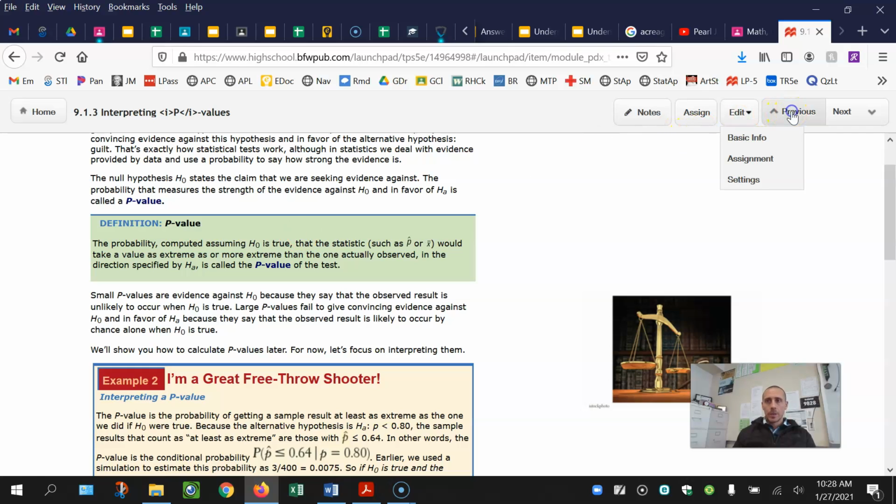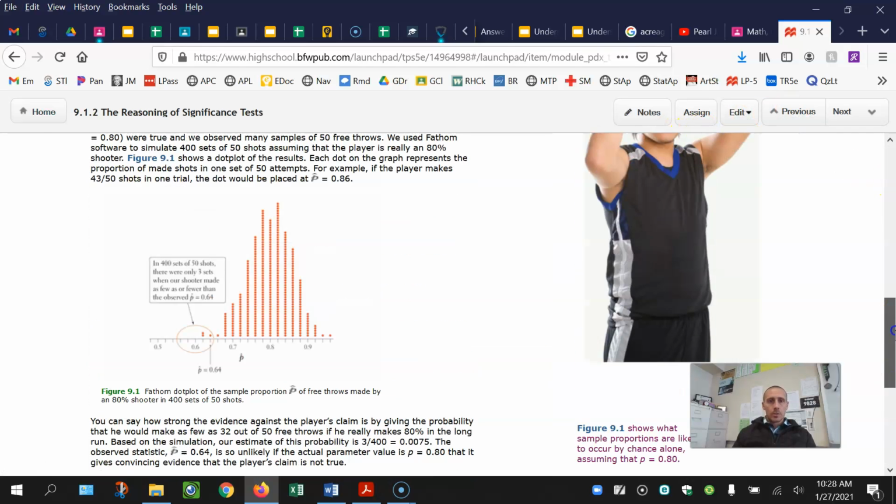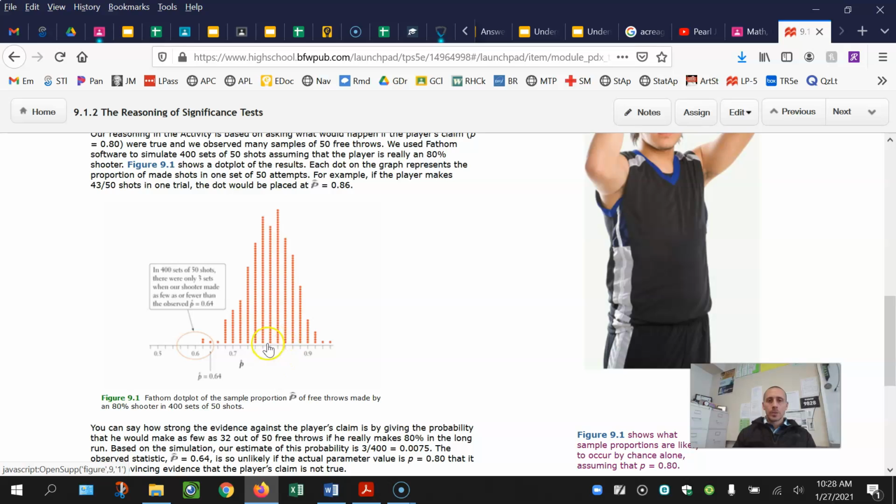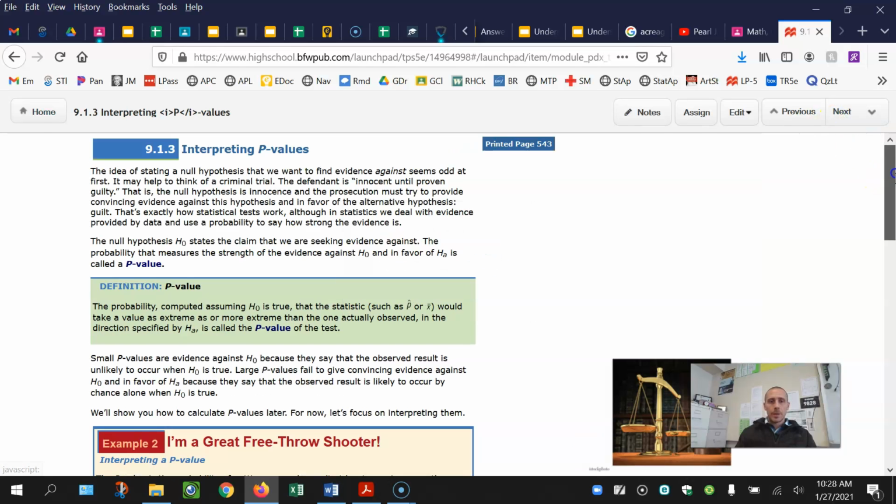So I want to go back for a minute to this one. Assuming the person really makes 80% of their free throws, what's the likelihood I get a sample result of 64%, or in this case lower, or more extreme, or further away from the mean just by chance? Here it was 0.0075. Very unlikely to happen by chance. So that leads us to evidence to start to believe that the alternative hypothesis is true.